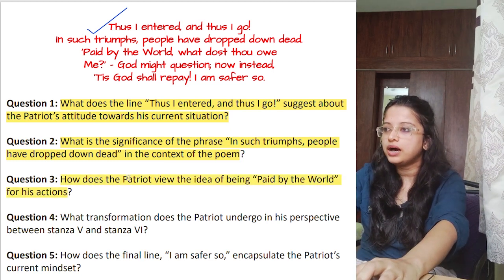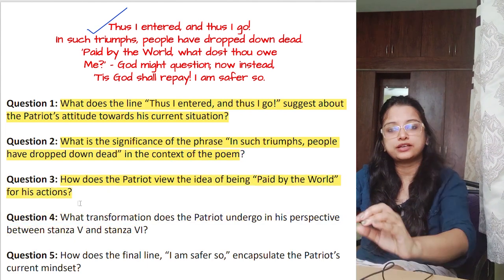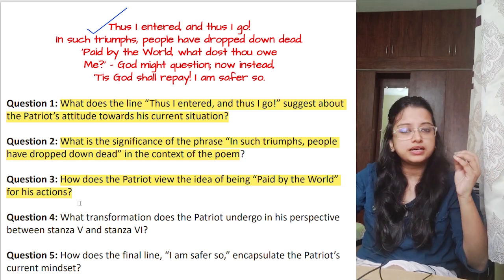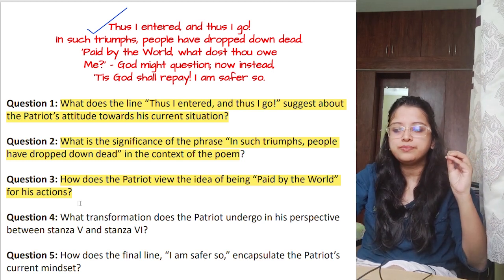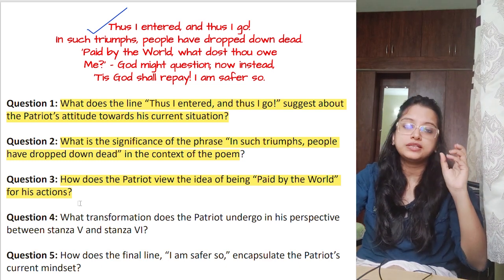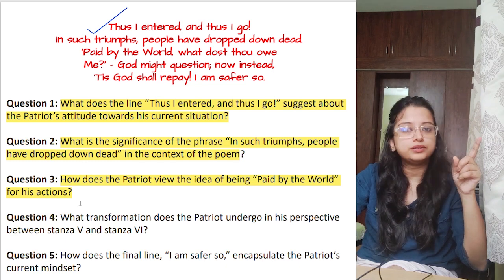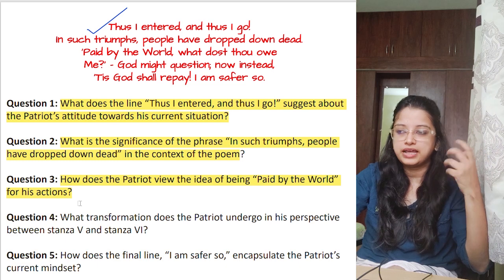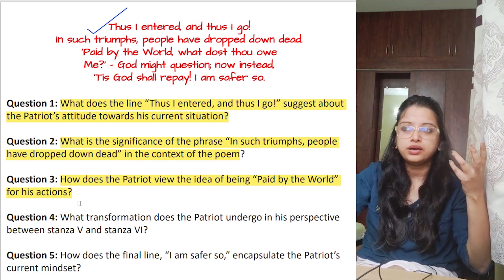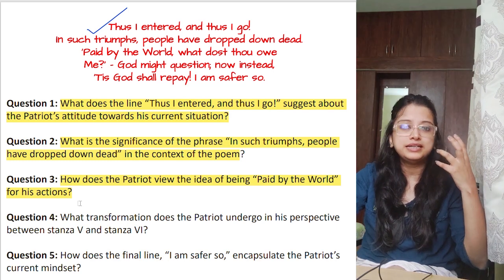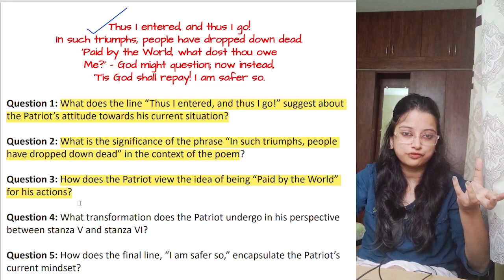Third question: how does the patriot view the idea of being paid by the world for his actions? Being paid by the world. The patriot considers that he might expect acknowledgement or repayment from the world for his sacrifices. So he believes that this is kind of an acknowledgement from his people, that I have done something for you and you need to be happy with me, you need to take me as a leader. These are certain desires that a person will have from his people, right?